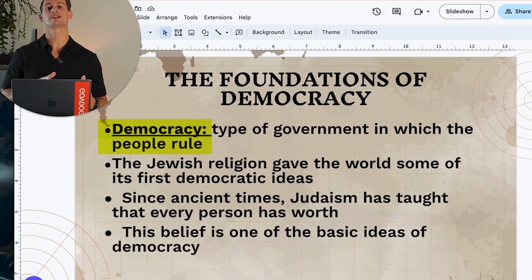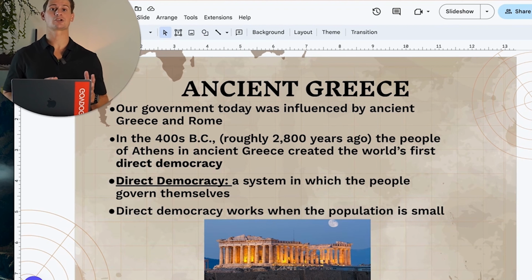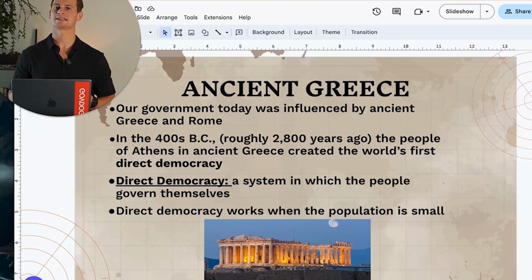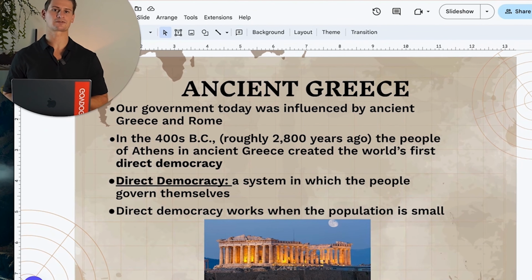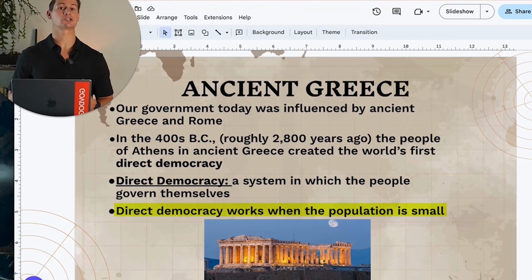So actually Judaism possesses a lot of these ideas of a democracy, so the colonists were influenced by that for sure. Another major influence on the colonists was the idea of the direct democracy, and we get this from ancient Greece. Now, a direct democracy works very, very well when the population is small. So we saw that with the Mayflower Compact. That was technically a direct democracy. But once the populations get too large, it's really impossible for a direct democracy to work properly.